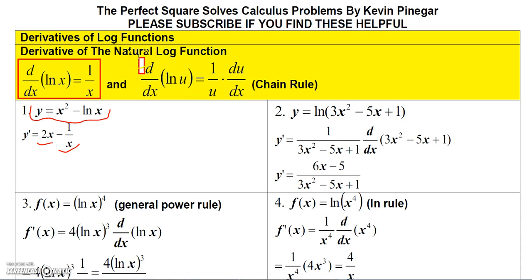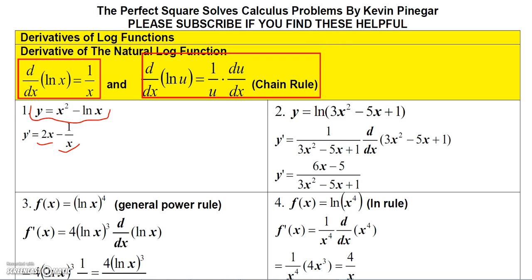But rather than focusing on just natural log of x, let's talk about if the argument of the log is u, where u is a function of x. So instead of natural log of x, suppose we have natural log of x squared, or natural log of sine x, or natural log of e to the x, and so forth. So here the derivative for natural log of u would be 1 over u times u prime, and du over dx is the same as u prime. So 1 over u times u prime.